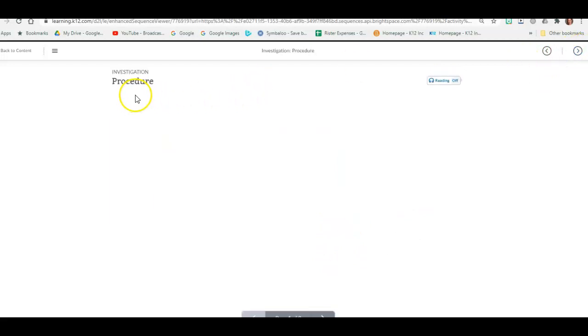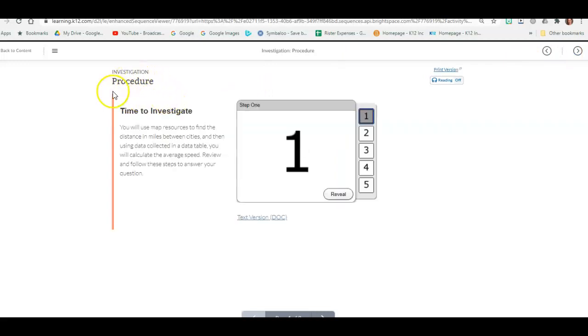All right, so as we go on to the next part of the lesson, the procedure, this is asking you to do something here. You will use the map resources to find the distance in miles between cities, and then using the data collected in the data table, you'll calculate the average speed. So you want to review and follow these steps to answer your question. All right, so 1, collect your materials. You have an internet site or a road atlas of the U.S.